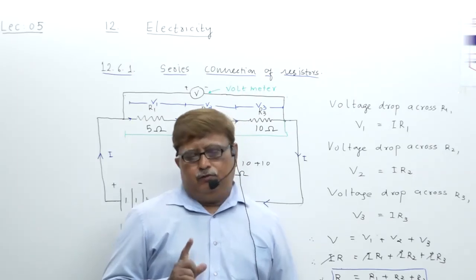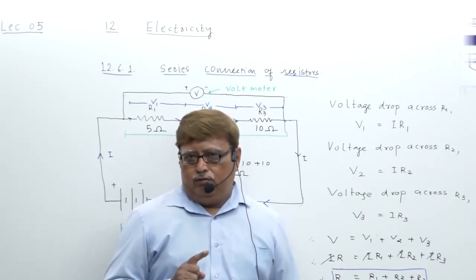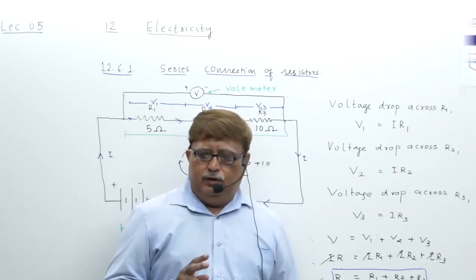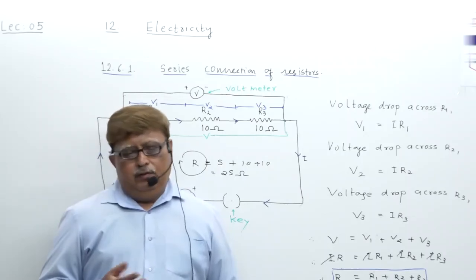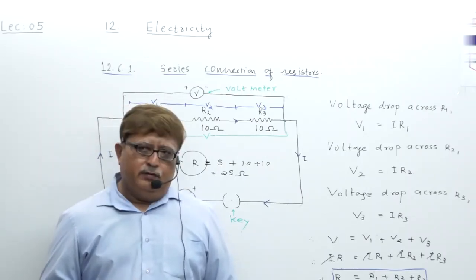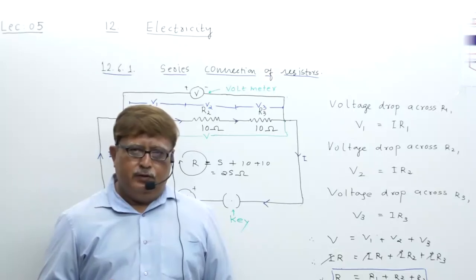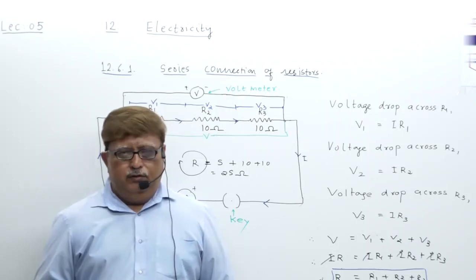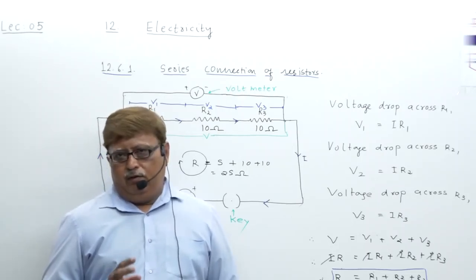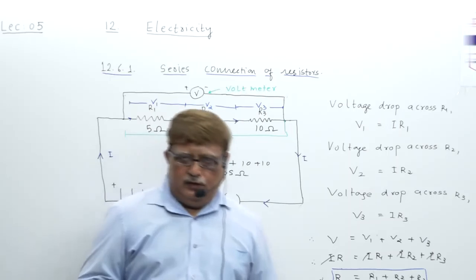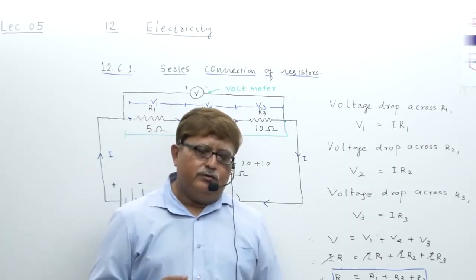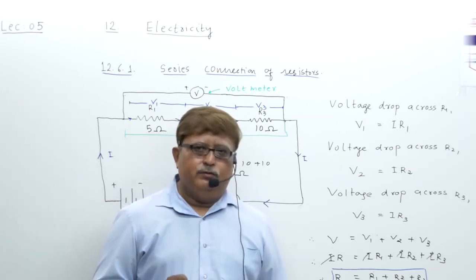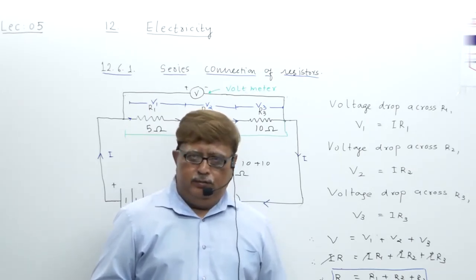Second, you should be able to remember Ohm's law. What is that? V equals IR. When you keep these two formulas in mind, you are able to answer any question quite easily. You need to keep one thing, R equals R1 plus R2 plus R3, maybe for many resistances also, and V equals IR. This is what you need to remember.